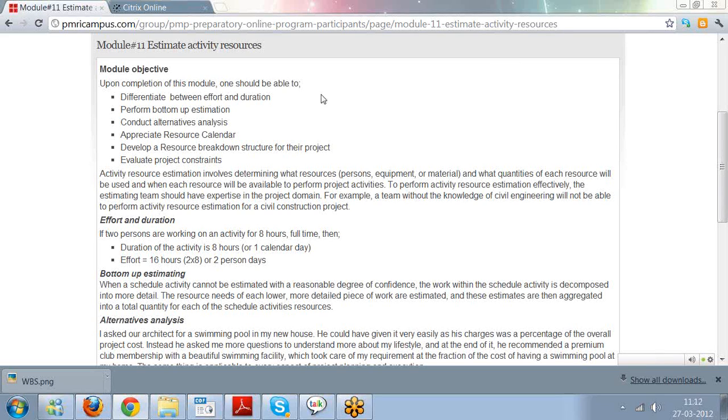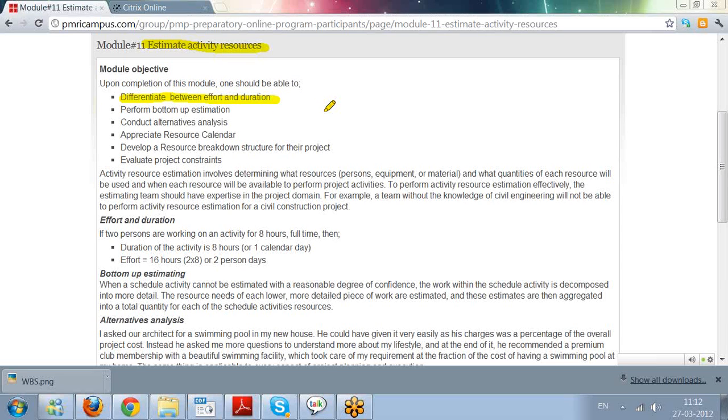Hello. In this module, we'll be talking about estimate activity resources. There are actually two types of estimation if you really look at it. The next process is estimate activity duration, whereas here we are dealing with estimate activity resources. Upon completion of this module, one should be able to differentiate between effort and duration.